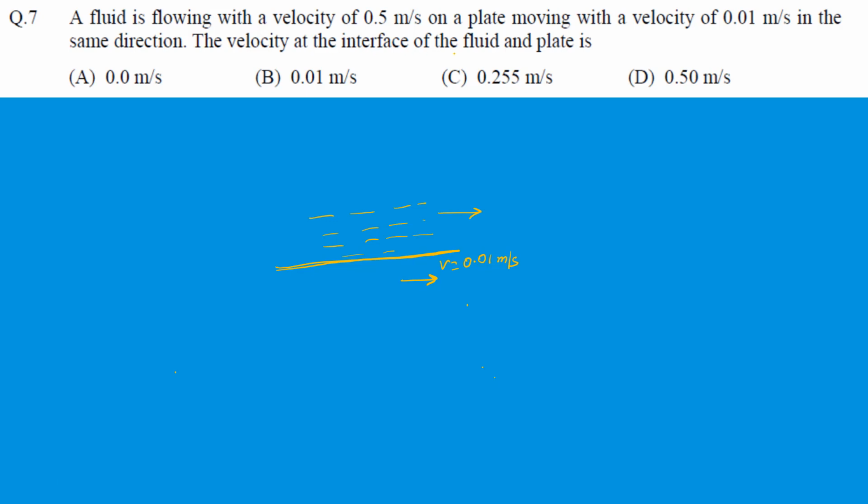The velocity at the interface of the fluid and plate is. So what is the interface? It is fluid and the plate, right? So this is the interface. So all the fluid which is in direct contact with this surface will have the same velocity which the surface has. So since this surface has a velocity of 0.01, this will be the velocity at the interface, right, at the interface. So option B will be the correct one.